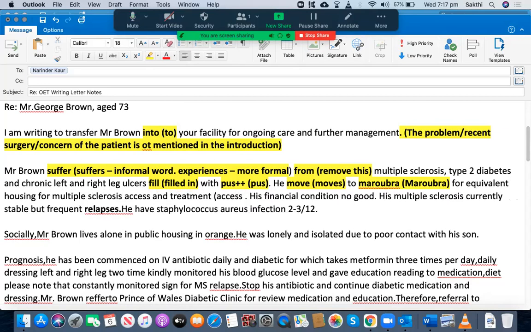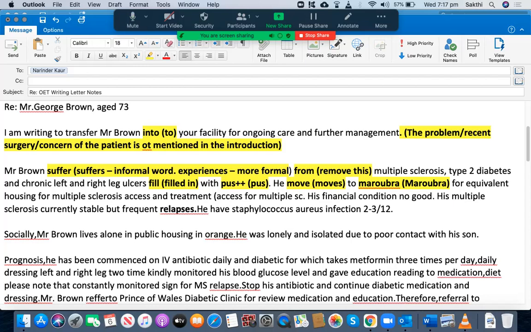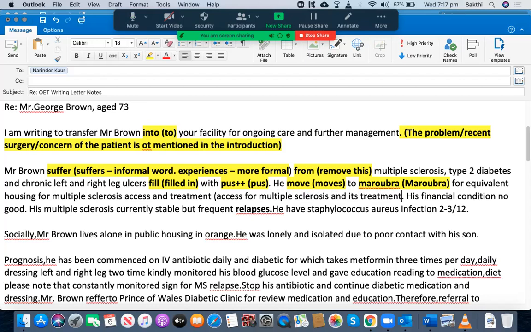Access for multiple sclerosis and its treatment. So this could have been much better. All right, so you should have used this one. All right, let's go to the next one.